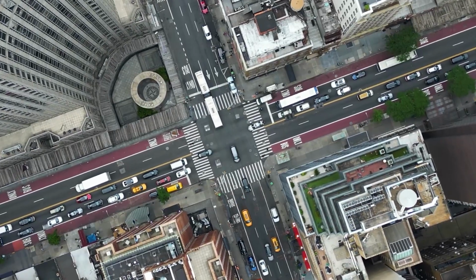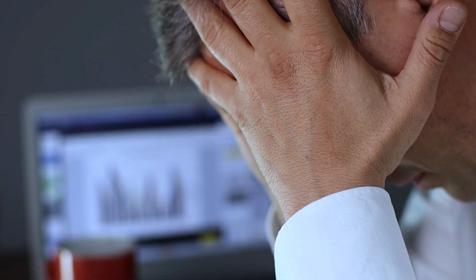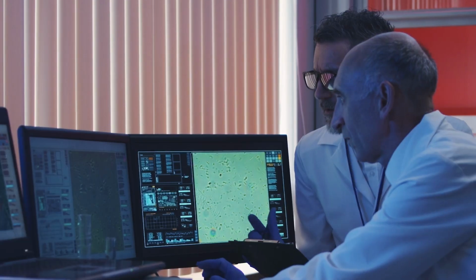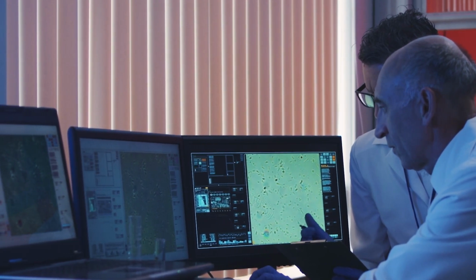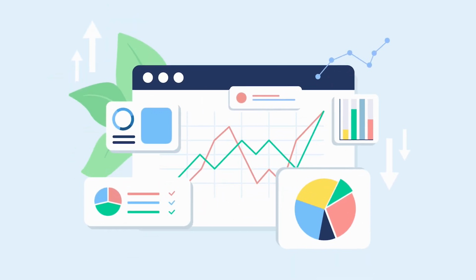It's been a rough few years for healthcare providers. Reduced revenue, singled out by attackers, and constant consolidation. Hospitals are under tremendous cost pressure. Replacing ineffective IT systems can deliver significant savings.